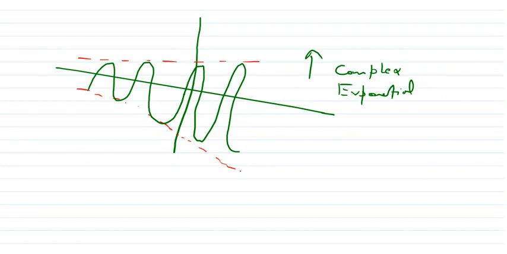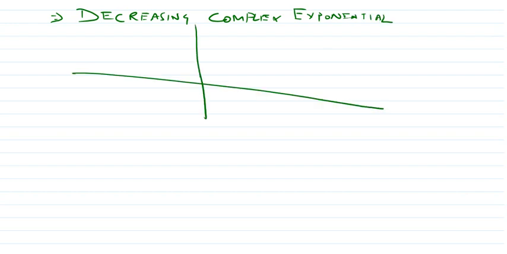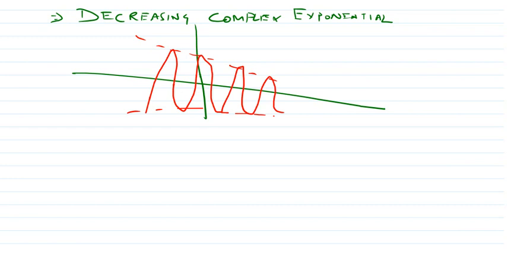Then we have the decreasing complex exponential also. So what is that decreasing complex exponential? It is like this. It is decreasing basically. If we draw the decreasing complex exponential, it looks like that. Basically it is decreasing, so it is a decreasing complex exponential.